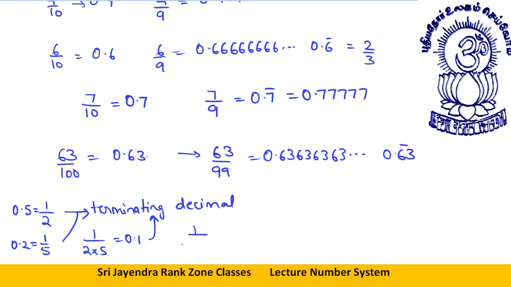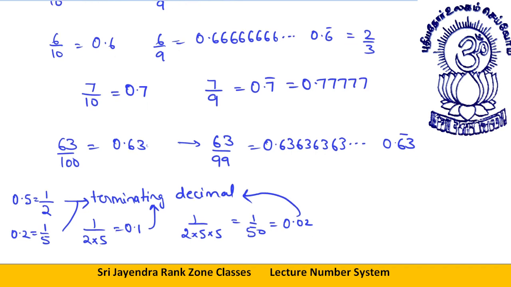Even if you get some other combination, that is 2 into 5 into 5, that is 1 by 50. Any combination of 2 and 5 only, this is equal to what? 0.02, but you will get a terminating decimal. But if I give you a combination like 3, 1 by 7, 1 by 11, any other prime number other than 2 and 5, you won't get a terminating decimal. You will get something which will go on repeating like this. This is called 0.3 bar. 1 by 7 is what I have told you earlier. I'll tell you again very soon.